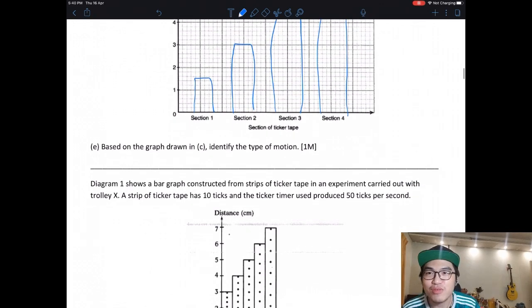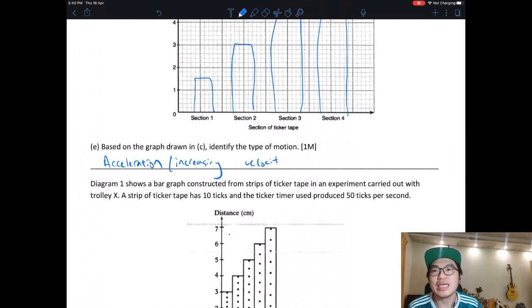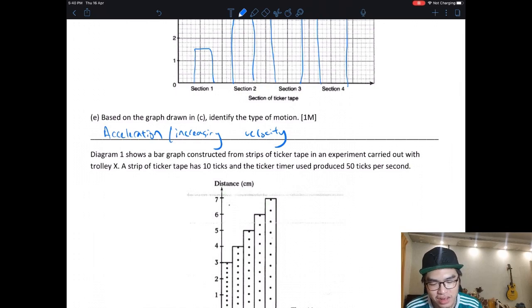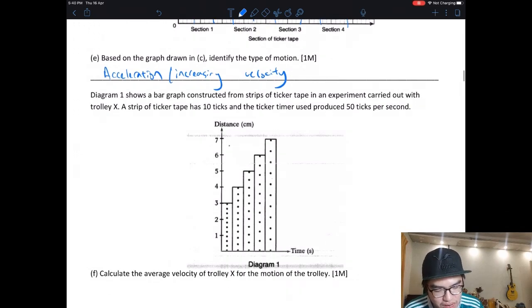Okay, identify the type of motion. What is it doing? It is acceleration. Okay, accelerating, or you can say increasing velocity. Okay, please don't say increasing acceleration. There's no such thing.